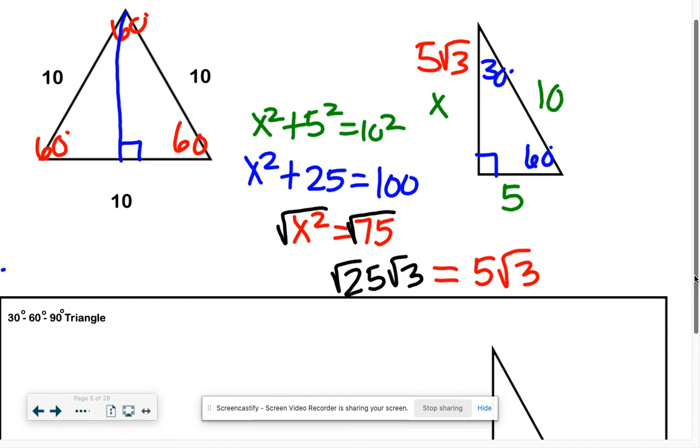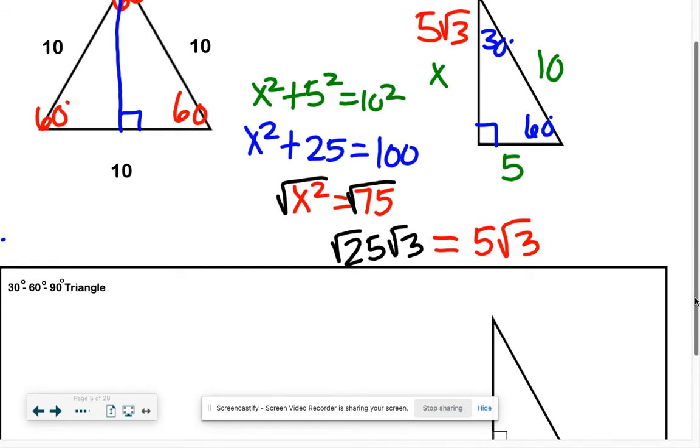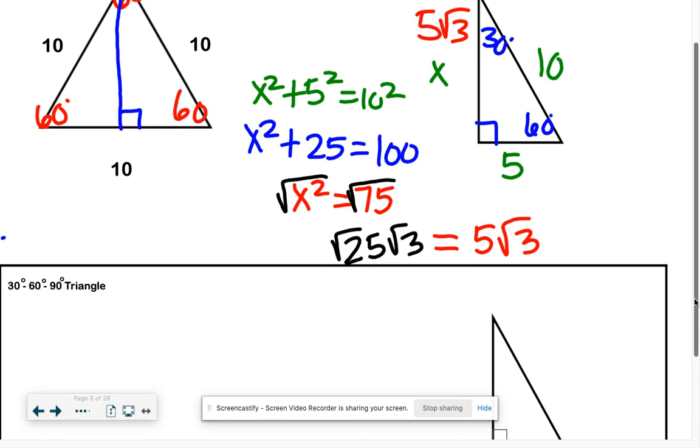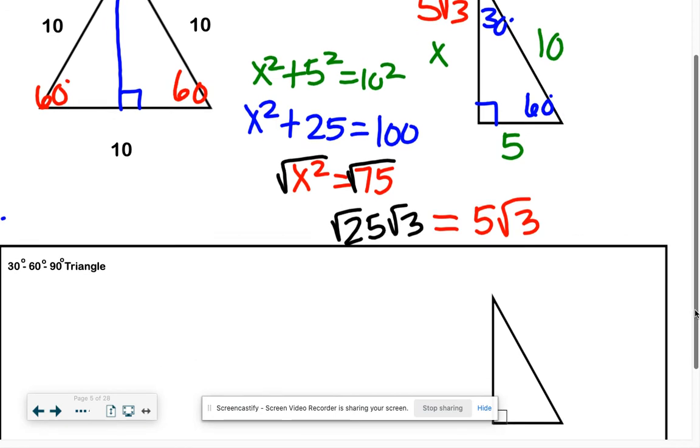And is the long leg the short leg times the square root of 3? Yep, whatever your short leg is, times the square root of 3 is your long leg. That's going to be our pattern. We'll write it down here. But just know that you could do the Pythagorean theorem, but we're going to learn a shortcut today, so you don't have to.